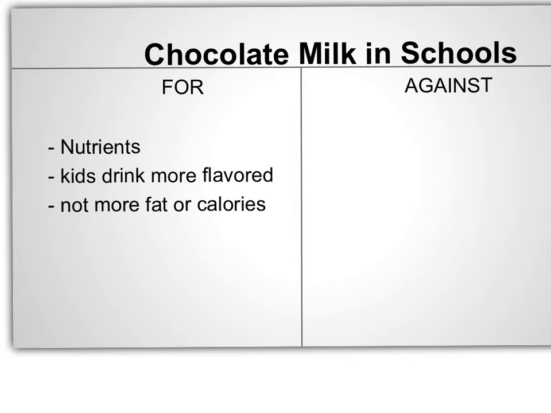You can see that I basically have, it looks like almost a T-chart, right? And on one side I have for, on another side I have against. This could also say pros, this could also say cons. They mean the same thing. As you can see, under the pros or the for side, I have that chocolate milk has nutrients, kids drink more flavored milk, and not more fat or calories than regular milk. Now, where did I get all this information?